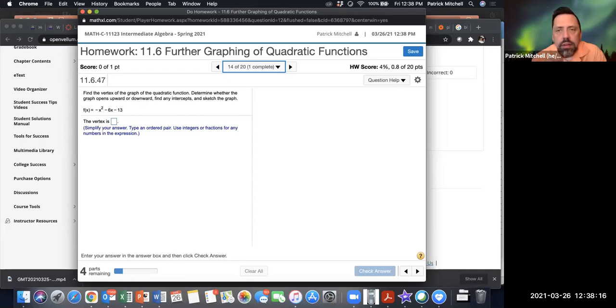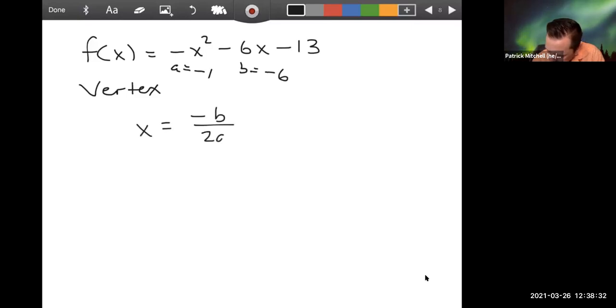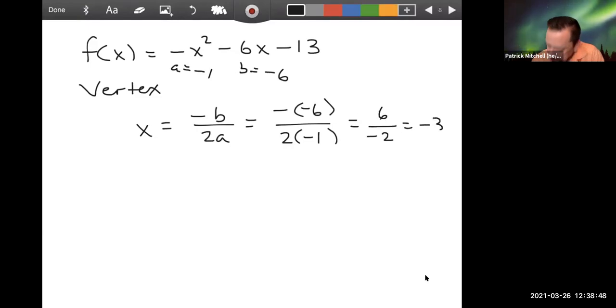All right. Any day now. There we go. All right, so the vertex, we need a, which is negative 1, right? And b, which is negative 6. x equals negative b over 2a. Ooh, I think we're in for triple negative here. Guess we had that in the last problem too. All right, this comes out to 6 over negative 2, which is negative 3.